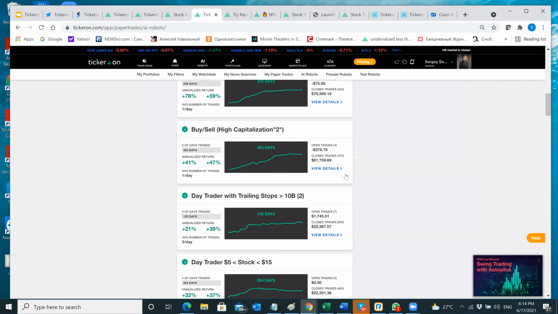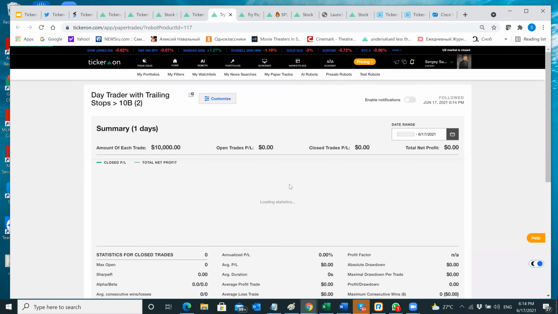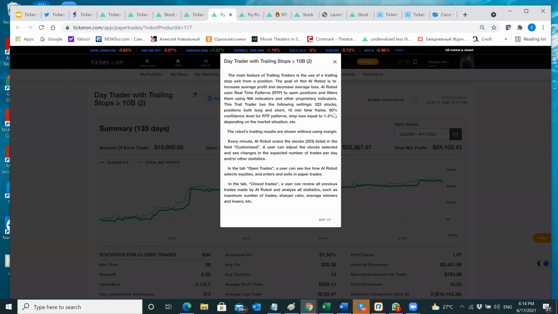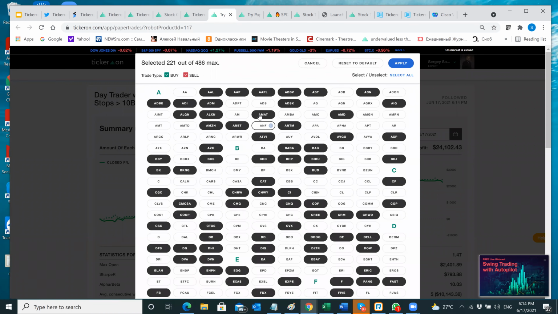So now, let's assume we like another robot, okay, let's click it here. That's another robot. Let's see the description. Description here also RTP, different stocks, 60% confidence level. And the way to customize, it's here, okay? This is the stocks, 221 stocks here. So let's assume you want to add one more, Alcala. You click here, 222, right?